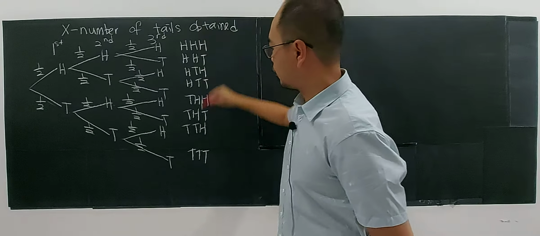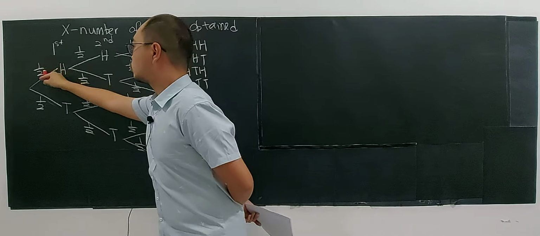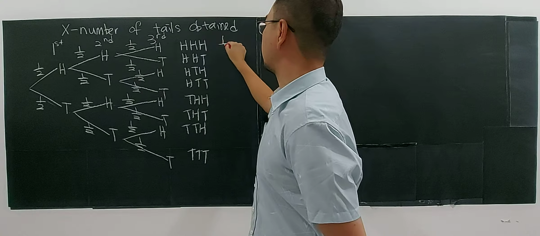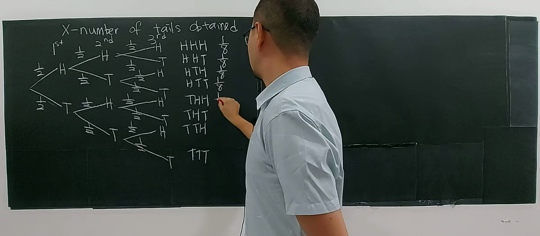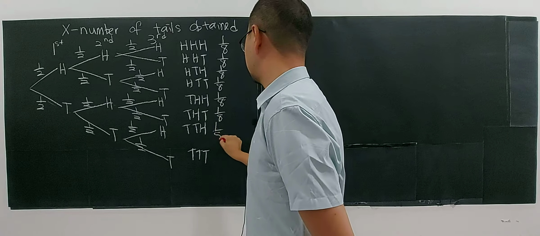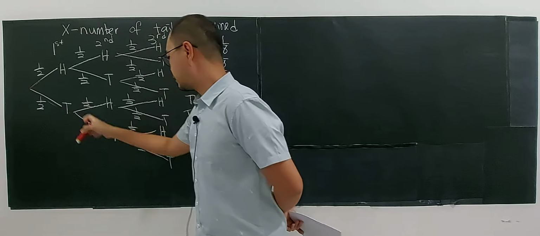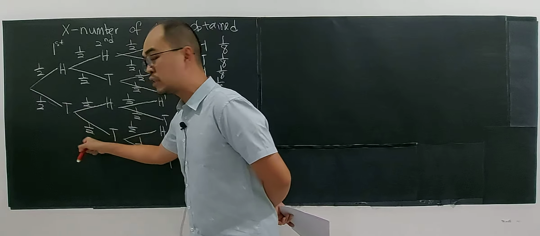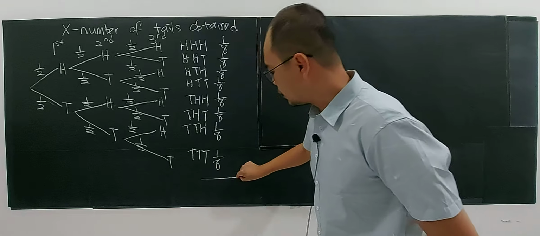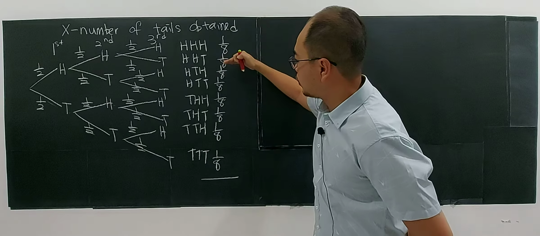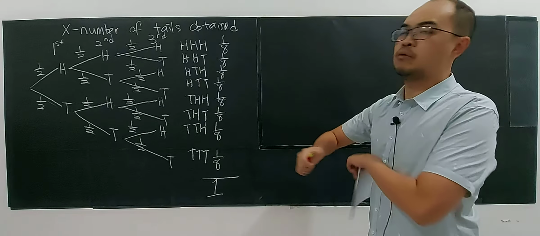Now we have all the possibilities. All the branches have the same probability: 1 over 2 times 1 over 2 times 1 over 2 gives 1 over 8. And this also is 1 over 8, for all 8 outcomes. How does the 1 over 8 come from? Very easy: 1 over 2 multiplied by 1 over 2 multiplied by 1 over 2 gives 1 over 8. If you add up all these 8 outcomes, you get 8 over 8, which is 1. The total probability is 1.